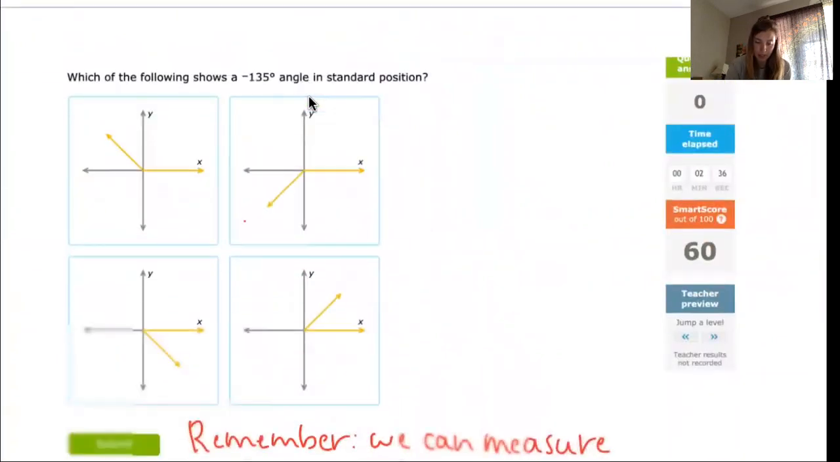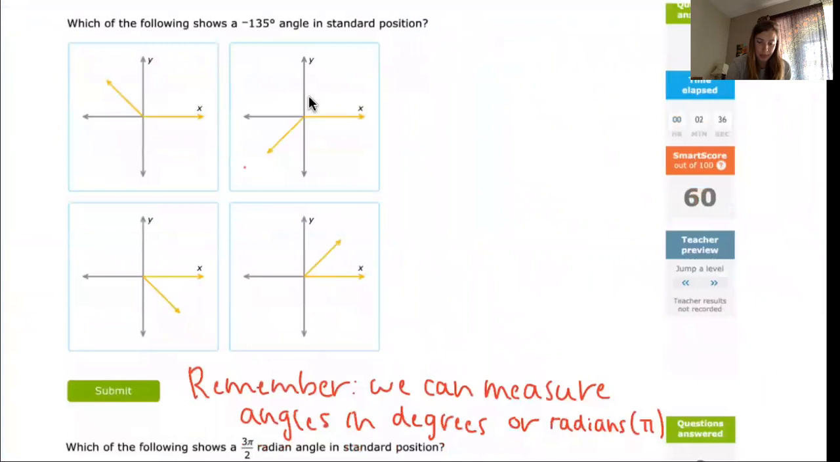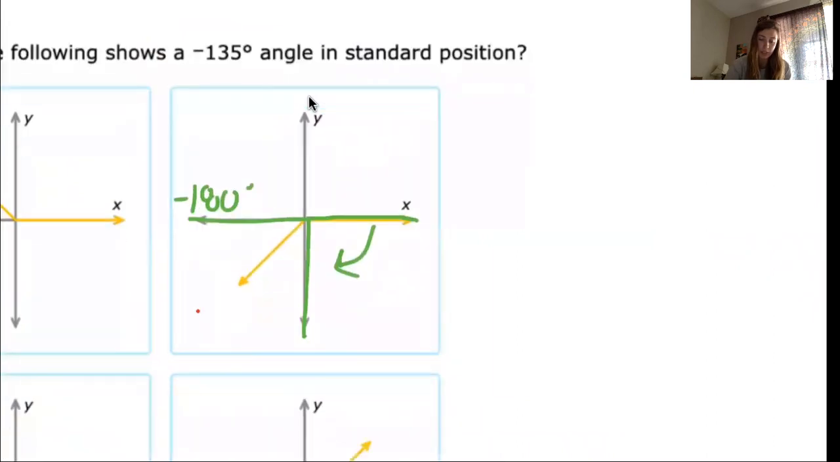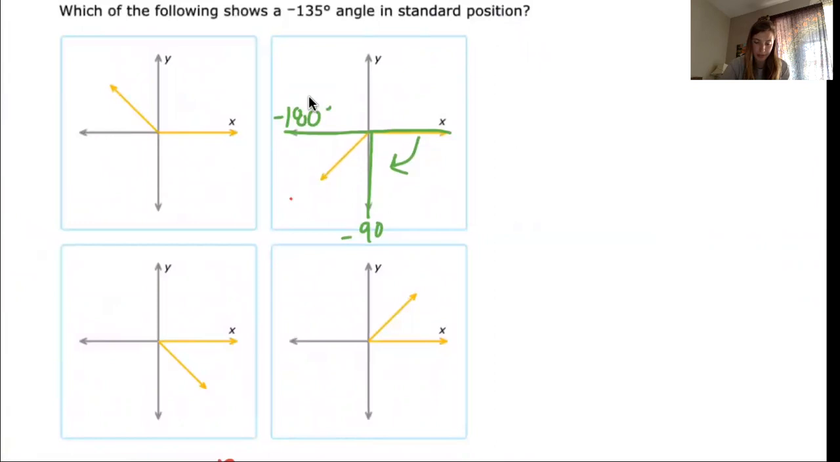Okay, now I'm almost done with X3. So negative 135 is going to be, let's see, I'm starting here, and I have to go this direction because it's negative. This is negative 90. Okay, so I need to go more than 90. This is negative 180. Okay, so I only wanted to go negative 135. So it's going to be between the negative 90 and the negative 180. So this graph in the top right corner is going to be the correct one. So negative 135 is right there.